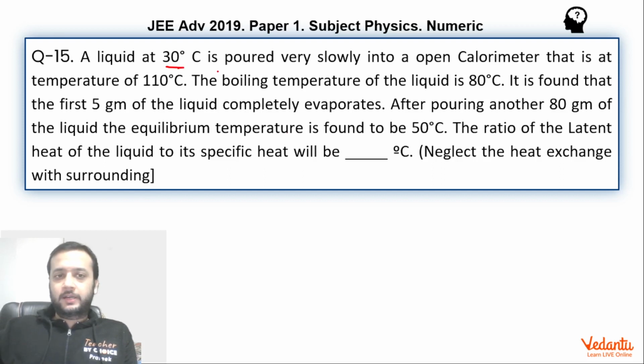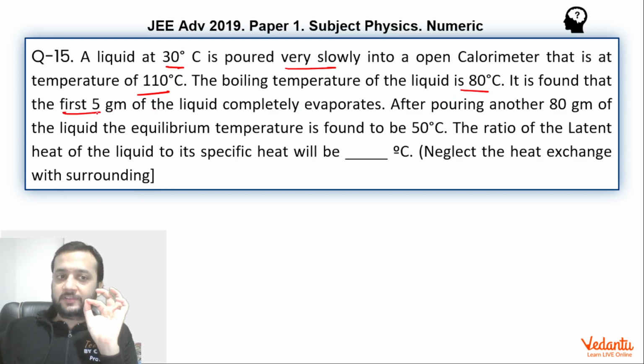A liquid at 30 degrees Celsius is poured very slowly in the calorimeter, which is initially at 110 degrees Celsius. The boiling temperature of the liquid is 80 degrees Celsius, and it is given that first 5 gram of the liquid evaporates completely. After pouring another 80 grams, the equilibrium temperature is found to be 50 degrees Celsius. Using this data, we have to find the ratio of latent heat to specific heat capacity of the liquid.